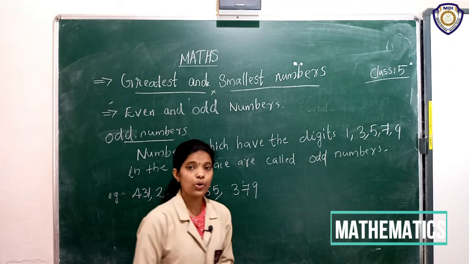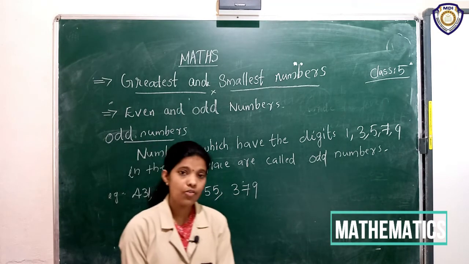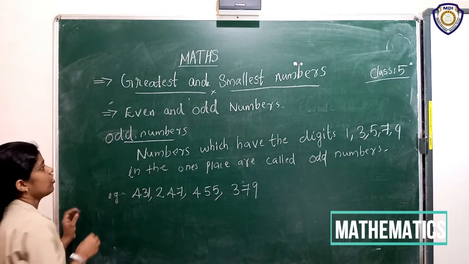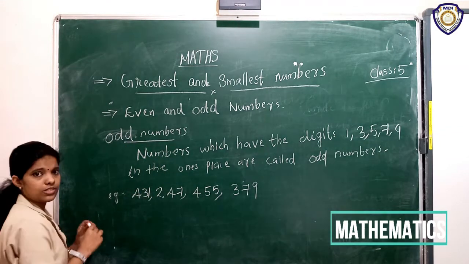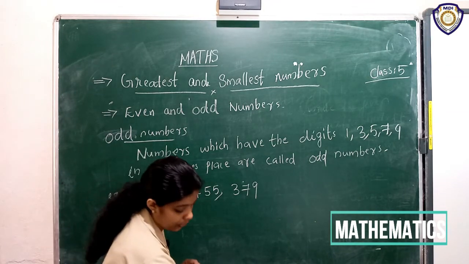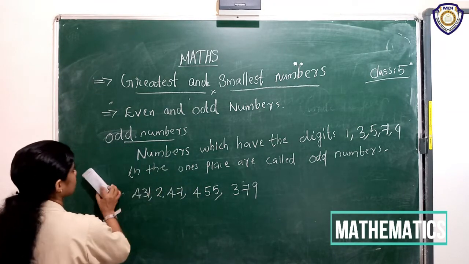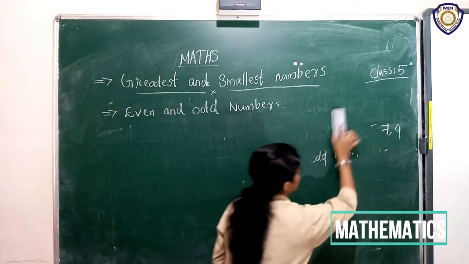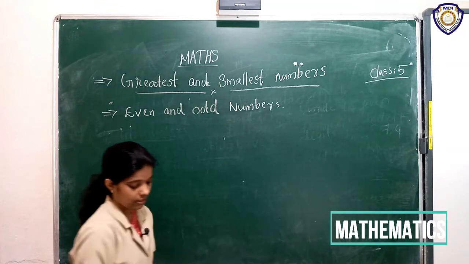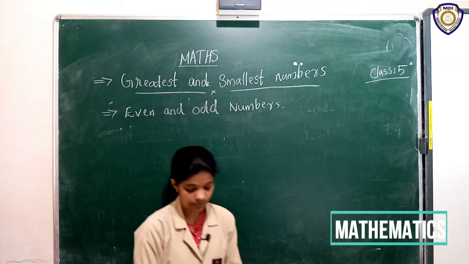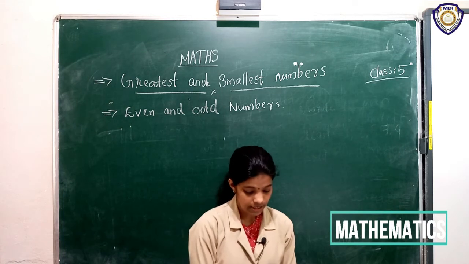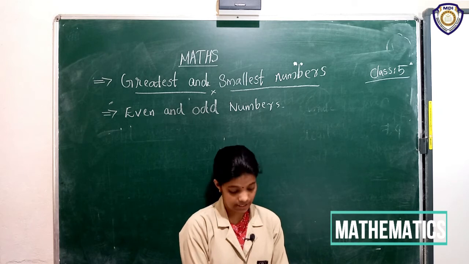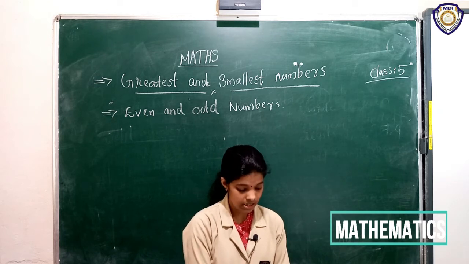Exercise 1.8. Odd numbers and even numbers. Exercise 1.8, first one. Circle the even numbers.